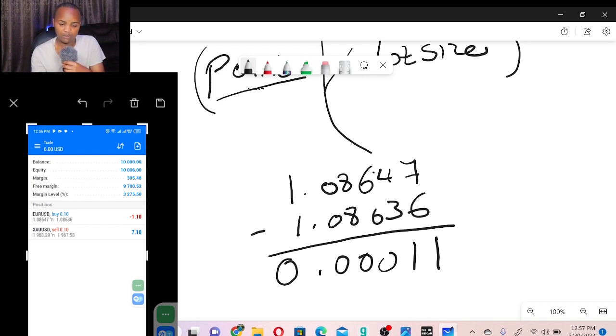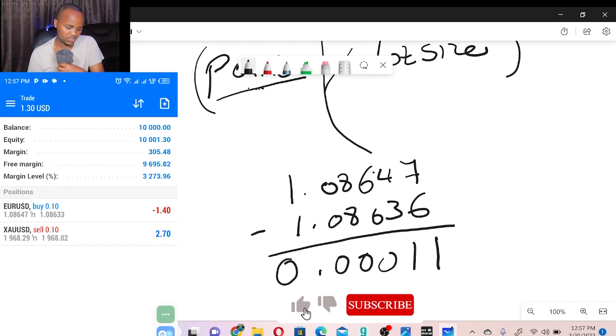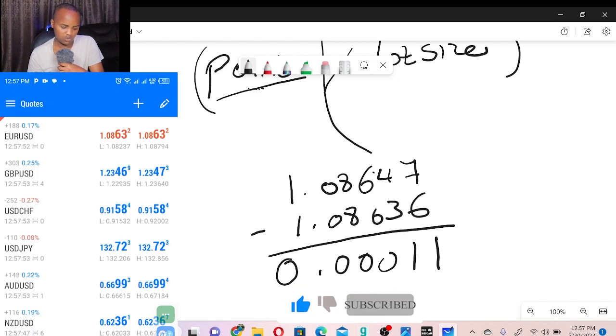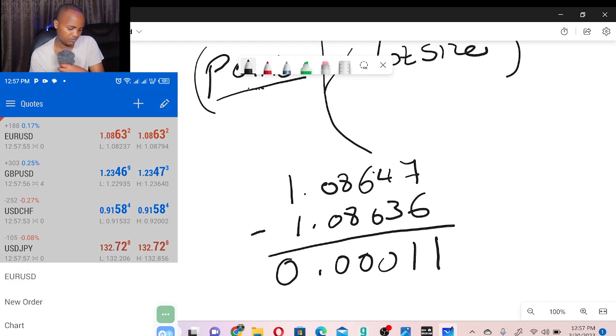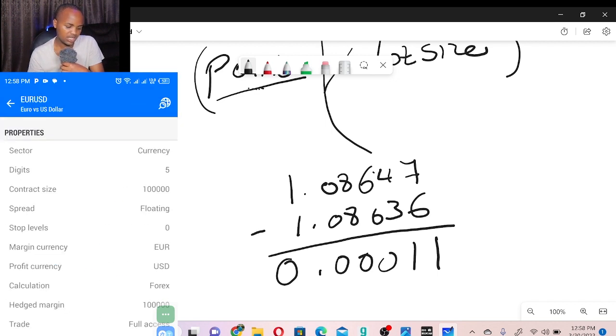Now how do we get this to be points? Because you can see we have all those decimals. Last time we did not describe this, but this is what you can do. Go to the EUR/USD pair and long press it if you're using MT4 or MT5, the way you can see on your screen. The moment you do that, go to the properties. In the properties, you can see the contract size, which is 100,000, okay?